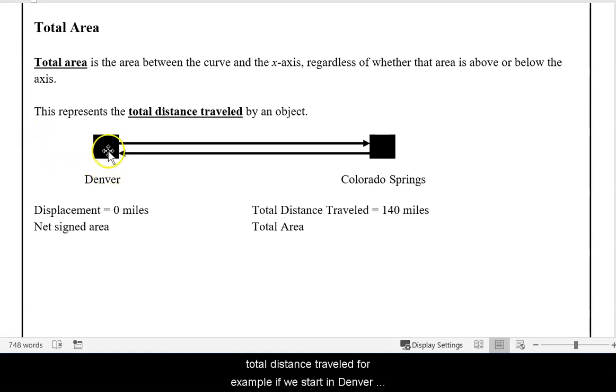For example, if we start in Denver and we drive to Colorado Springs, it's a distance of 70 miles. Then if we turn around and we drive back to Denver, our displacement is 0 because we ended up back where we started in Denver. That's the net signed area. On the other hand, I definitely feel like I've traveled 140 miles. That's the total area.